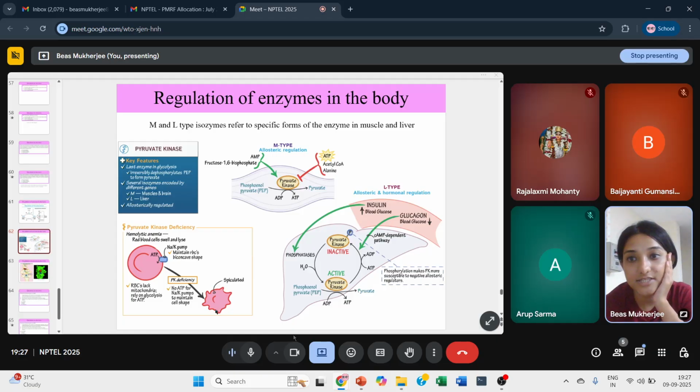And hemolytic anemia, so pyruvate kinase deficiency can lead to hemolytic anemia. The red blood cells swell up, and then what happens? They break open, they lyse. So sodium potassium pump activity is inhibited, and it is very detrimental for the patient.